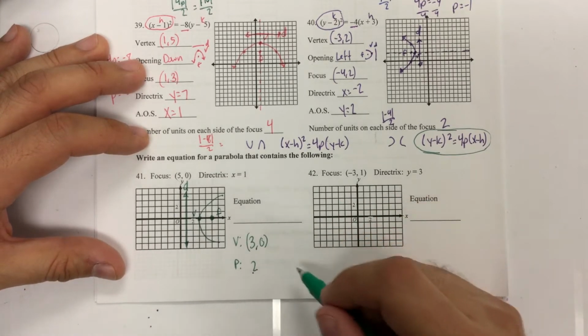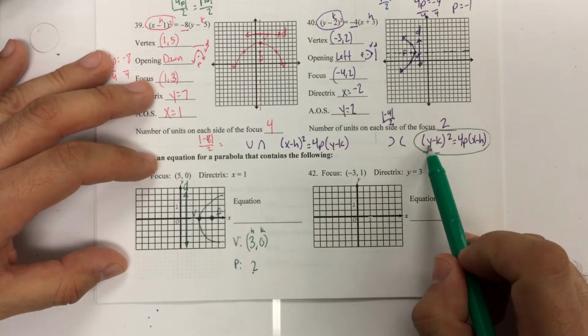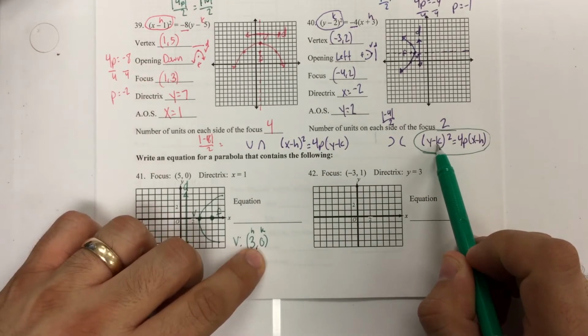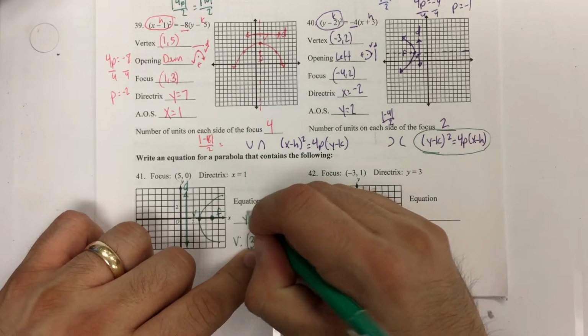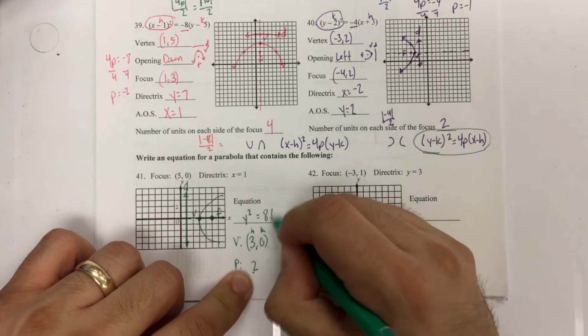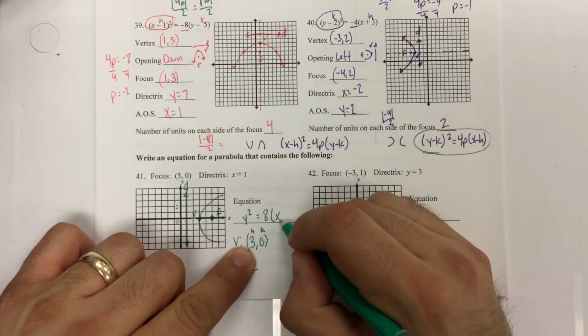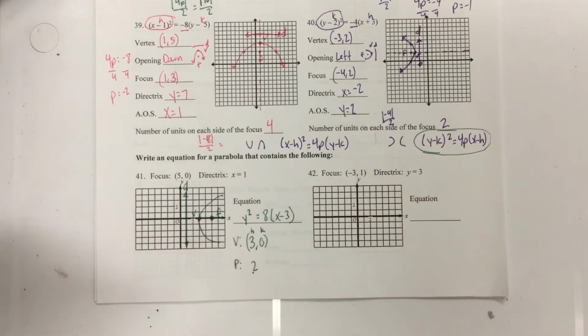All right, so now we're going to plug these in. This is h, this is k, and that is p. So y minus 0 is just y, so I'm going to write y squared equals 4 times p, so 4 times 2 is 8, and then x minus h, which is 3, so x minus 3. And there's my equation for the parabola.